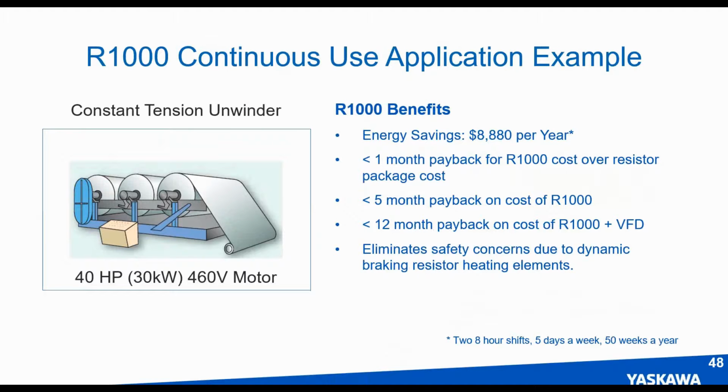But down to why we're using this, what are the benefits? In this case, we've calculated $8,800 per year in savings. Now, what does that really mean? So we're talking about less than 1 month to pay back the cost of the R1000 over a resistor package. So very quickly, you're paying back the additional cost of the R1000. Less than 5 months to pay back the cost of the overall R1000 package. And less than a year to pay back the cost of the entire drive solution, the R1000 package plus the drive running the motor.